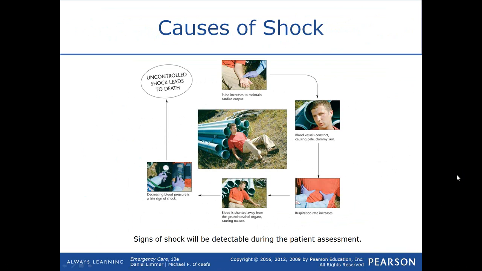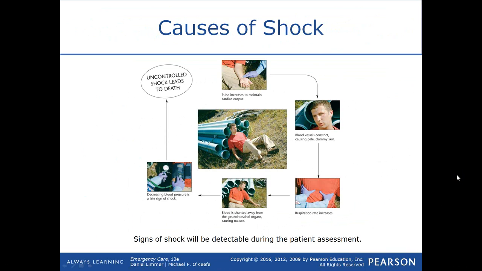Then your body's going to release compensatory hormones that will help maintain the pressure in the system, primarily epinephrine, norepinephrine, and dopamine. The epinephrine is going to cause an increase in the heart rate. The heart is going to beat stronger and faster, which will help maintain cardiac output and keep the pressure up in the system. The epinephrine will also cause the blood vessels to constrict.